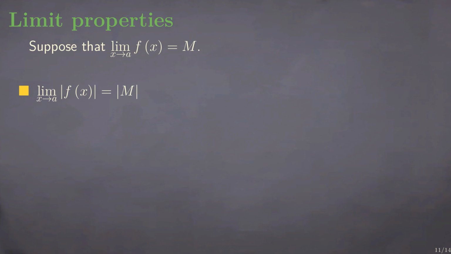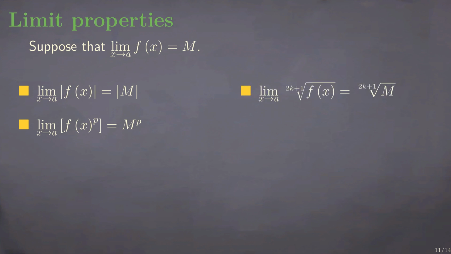Now the absolute value also commutes with taking limit, meaning that the limit of the absolute value of f of x is also the absolute value of m. Taking power also commutes with taking limit, meaning that the limit of f(x) to the power p when x tends to a is m to the power p. But taking root is somehow more complicated, as we have to divide it depending on the order of the root.